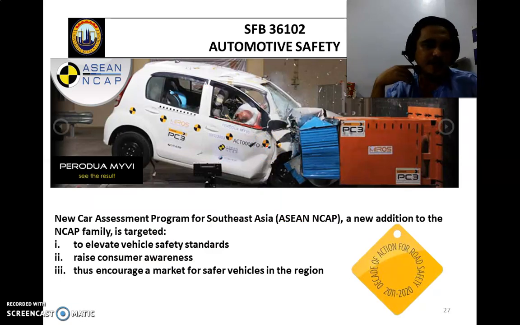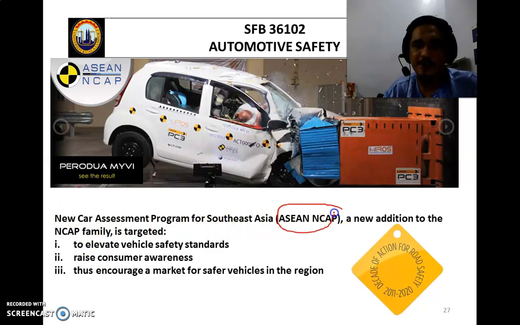The next one is the NCAP. NCAP stands for New Car Assessment Program for Southeast Asia. That's why we call it ASEAN NCAP. The new edition of the NCAP family is targeted to evaluate vehicle safety standards, raise customer awareness, and thus encourage the market to offer safer vehicles for the region.